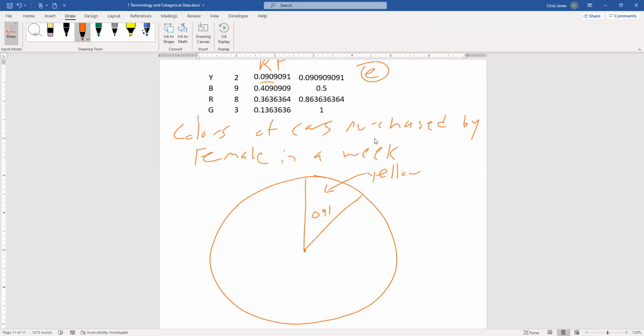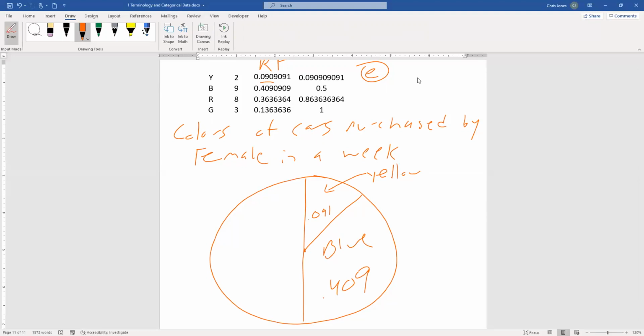All right. Next thing we're going to do is look at the blue, which is about 41%. And notice if we add these together, that's 50%. So really nicely, we can just draw a straight line down, and that should represent the other 0.409. Fortunately for us, and that's going to be our blue.